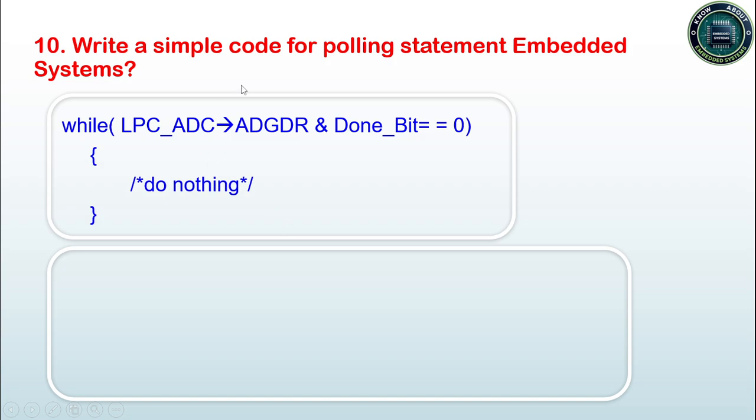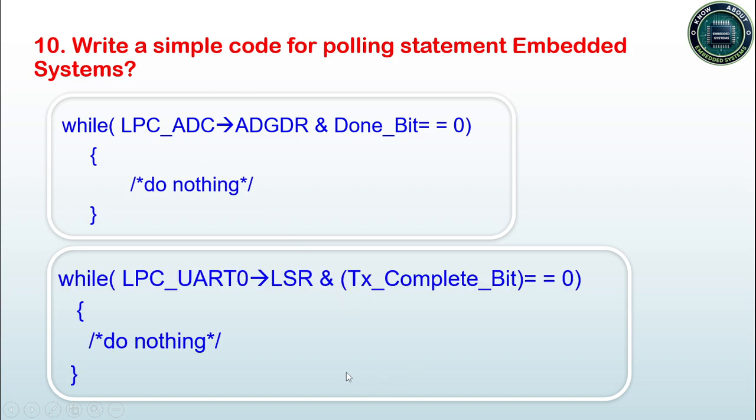So this is one example for a polling statement, and one more example I can show you is for a transmission completion flag. The same thing here: I'm going to monitor whether transmission completed or not. So LPC UART0 LSR, nothing but the line status register, TX completion bit. If the TX completion bit is 0, it means that transmission is not completed. If the TX completion bit is 1, then I can say that transmission is completed and you can exit from the polling and go to the next statement. Like this, you can use these two statements to show the interviewer a polling statement.